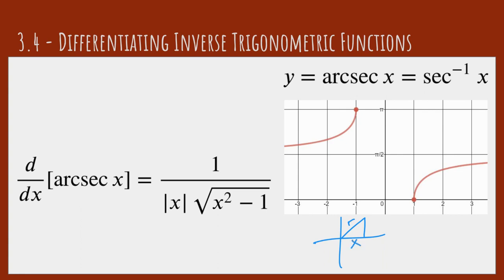Where x values could be positive in the first and fourth quadrant, or x values could be negative in the second and third quadrants. So x and y could both be positive or negative. The hypotenuse is always going to be interpreted as positive. So anyway, you don't need to understand where the absolute value comes from, but understand that it is there.